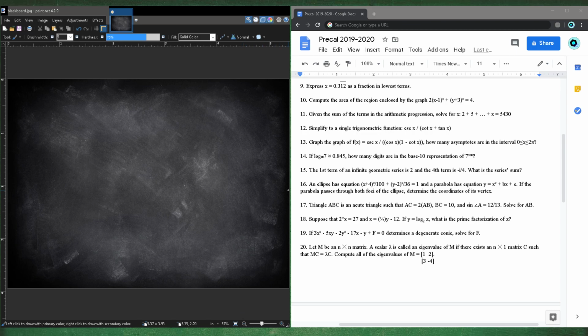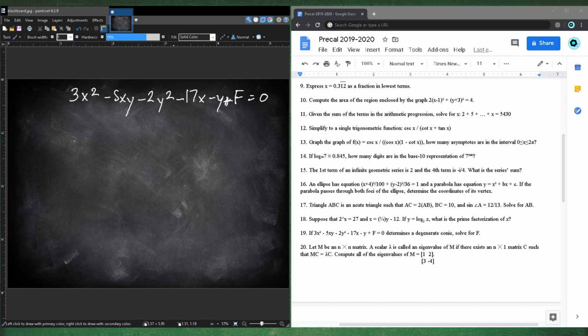And number 19. If 3x squared minus 5xy minus 2y squared minus 17x minus y plus f is equal to 0 determines a degenerate conic, solve for f. So a degenerate conic is basically that there's only like a few points that work.